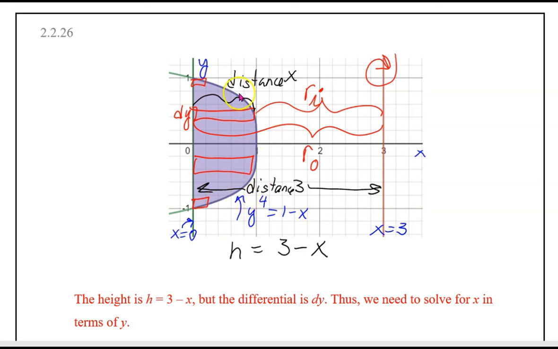So when we're looking at it, the x value on the curve subtracted from the distance of 3 gives us the height of each individual rectangle. Why is that important? The height of the rectangles is basically going to give us the radius of the circular cylinders. The height of each rectangle is that radius.